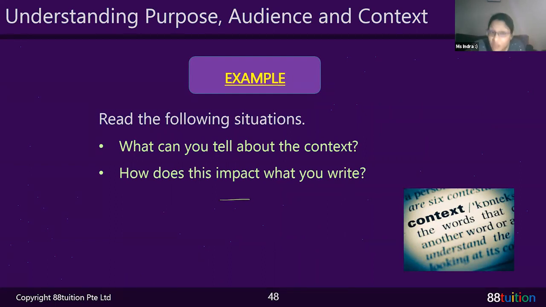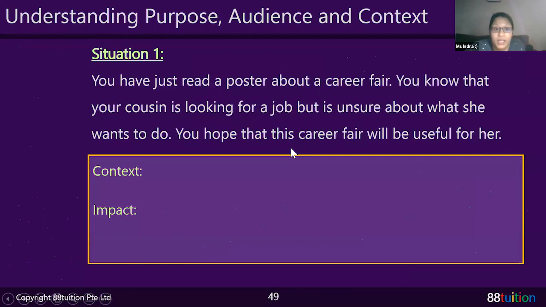Okay, so I've been giving you a lot of examples because I want you to be more familiar with what context actually means. Now you've just read a poster about a career fair. You know that your cousin's looking for a job but is unsure about what she wants to do. You hope that this career fair will be useful for her. So what do you think is the context of this, students? What is actually the requirement over here? Can we have it in the chat group, please? What is the context over here? What does context mean? What is the background?